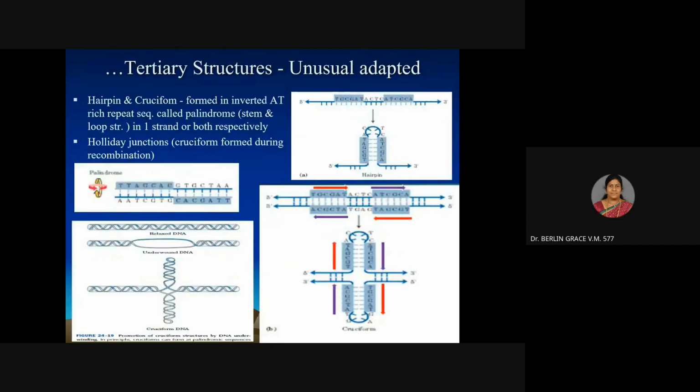In addition to these forms, if a palindromic sequence is present, it will form a hairpin-like structure in which the bases that are not complementary to each other form a loop. So a hairpin and loop structure will be formed. If it forms in both strands, then it is a cruciform structure.